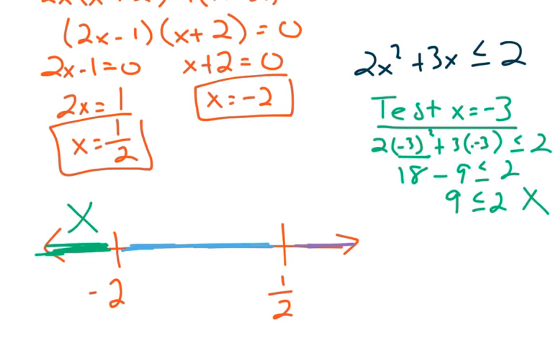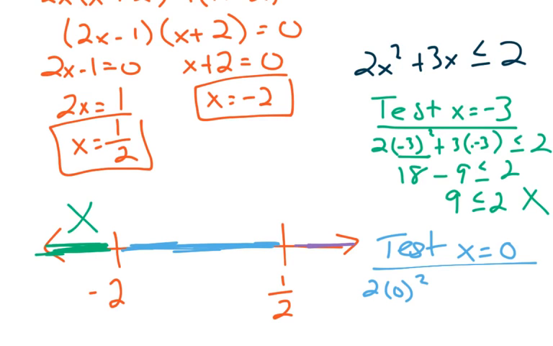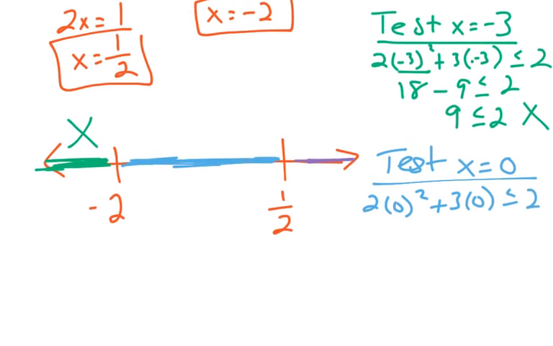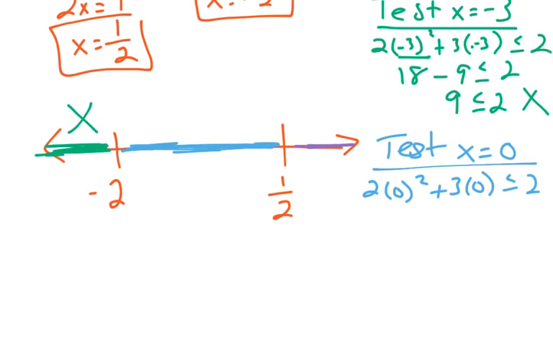Okay, so I'm going to put an X above that interval. Go ahead and test a number in the blue interval. The number that fits in the blue interval, my favorite number to test, would be 0. So we're going to test x equals 0. Do the same thing. 2 times 0 squared plus 3 times 0 less than or equal to 2. I'm going to slide this up. 2 times 0 squared is 0. 3 times 0 is 0, so I'm left with 0 less than or equal to 2. This is a true statement, so I'm going to put a check mark above the blue interval.